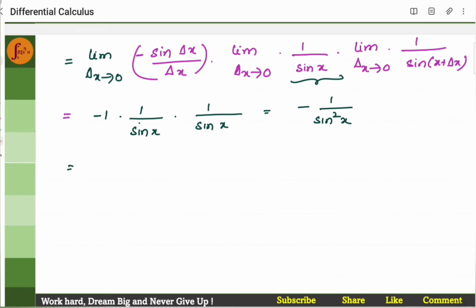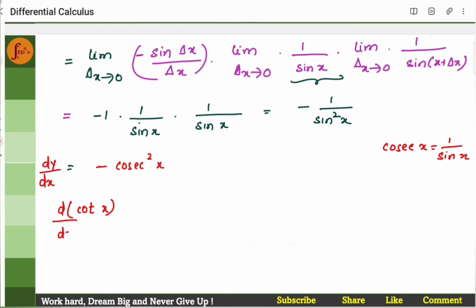What is 1 by sine x? 1 by sine x is cosec x. Cosec x is 1 by sine x. We can write this as minus cosec square x dy by dx. So I can write this as the derivative of cot x with respect to x is minus cosec square x.